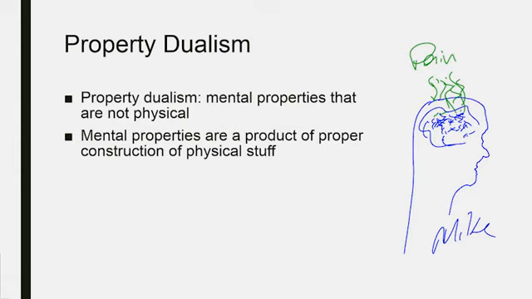But the brain being put together in a particular way allows this non-physical property to come about, this non-physical property of having a mental state.